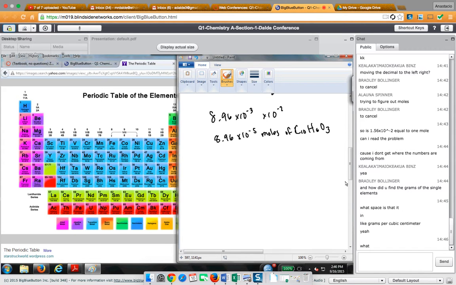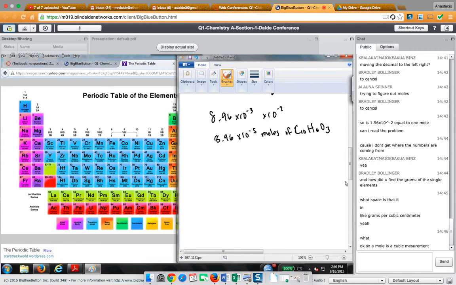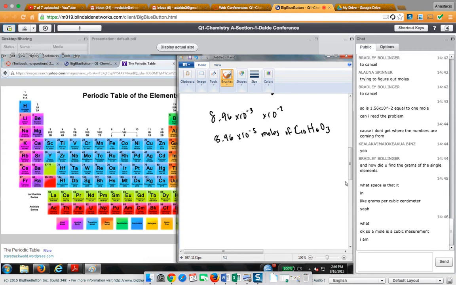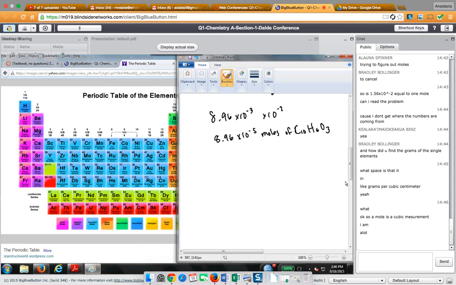I feel like you're getting confused. No, a mole is not a cubic measurement. A mole is a grouping of numbers. I feel like you're getting confused with this moles concept. All right, 1 mole. How many is 1 mole? All right, here. Let's do this.